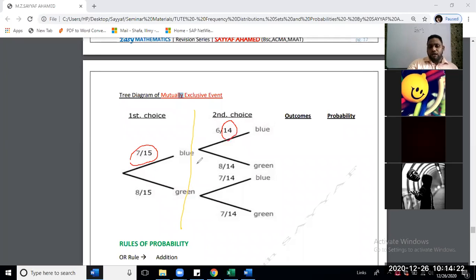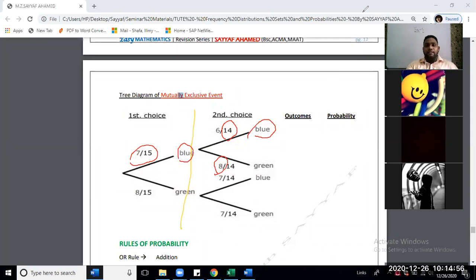So in the second branch, 14 out of 14 should tally. Since it is the blue branch, we deduct 1 from the numerator as well, because we assume a blue color went out, and we make the 7 as 6 and the denominator as 14. So to complete the 14 out of 14, there is no difference in the green color, that will remain as 8. That means in the first branch, in the upper branch, we assume it was the blue color that went out.